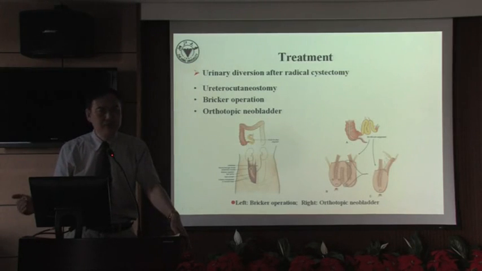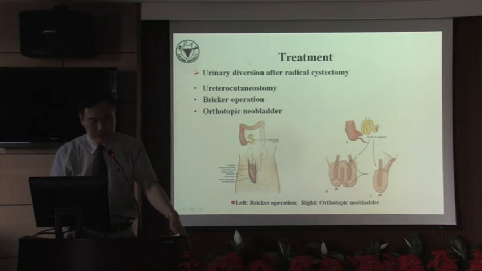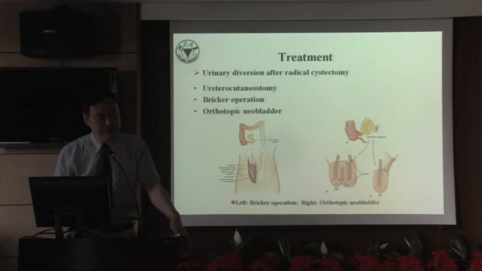And after radical cystectomy, we should perform urinary diversion. It includes different types of urinary diversions, for example, ureteral cutaneostomy, ileal conduit (Bricker) operation, and orthotopic neobladder.